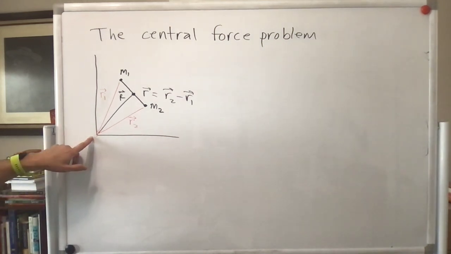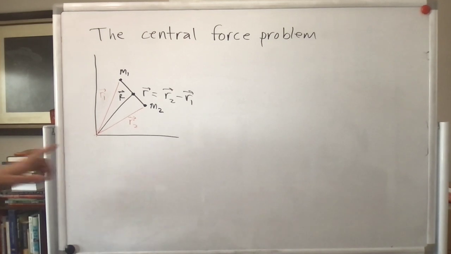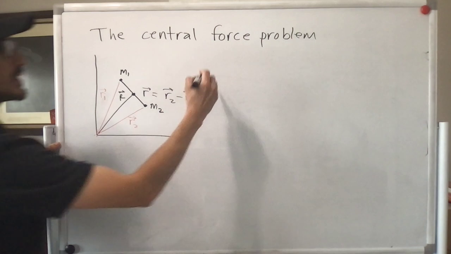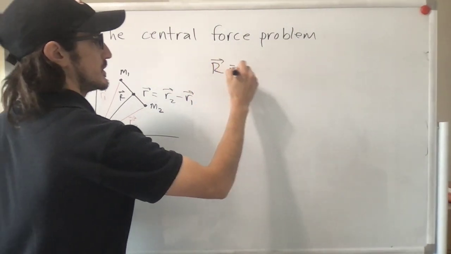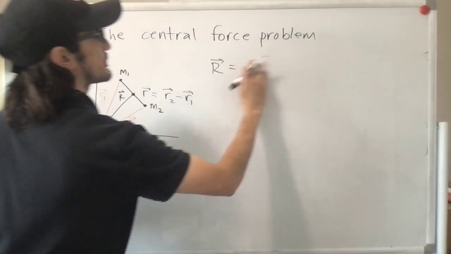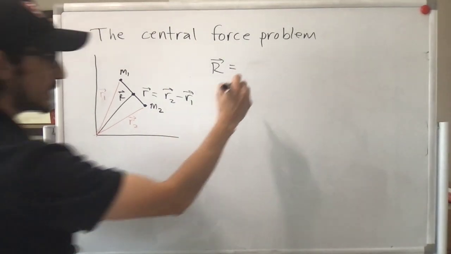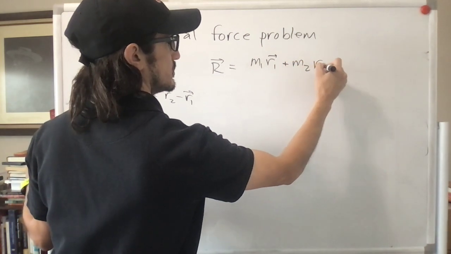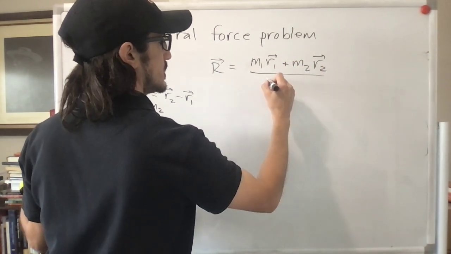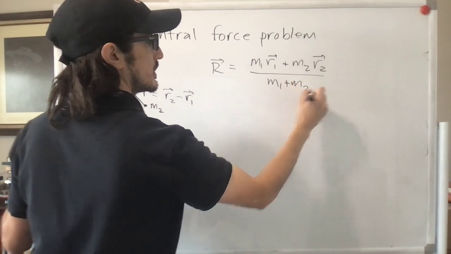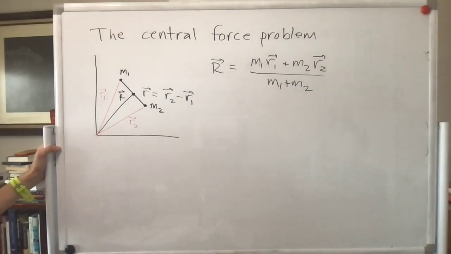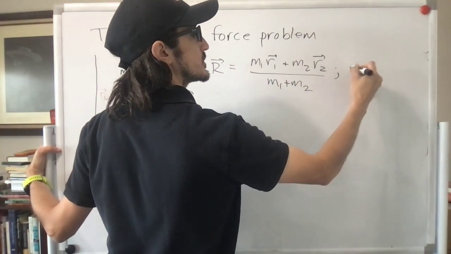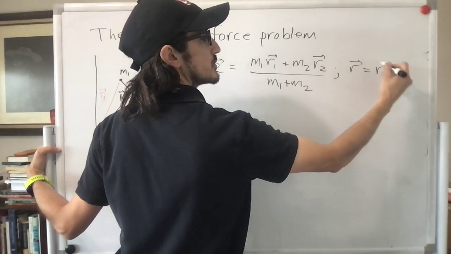Because R goes from the origin to the center of mass, R is given by m1 r1 plus m2 r2 divided by m1 plus m2. We have it in there, but let's rewrite it so we don't forget.